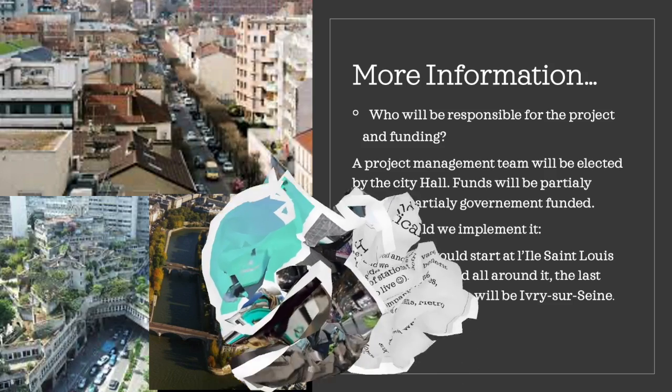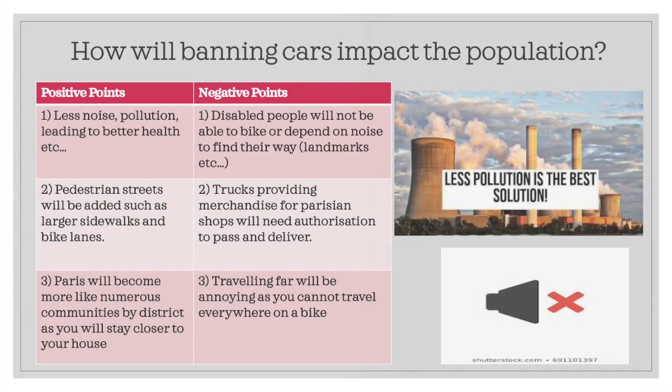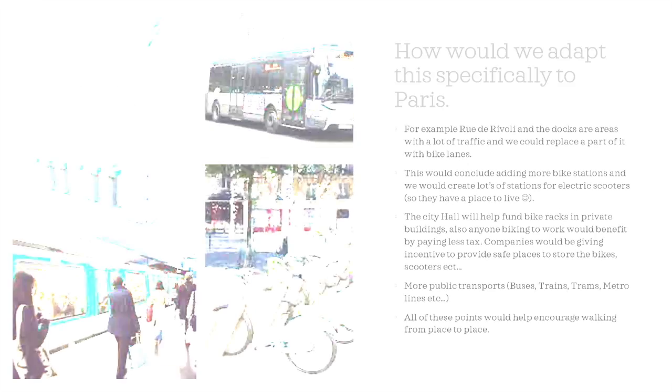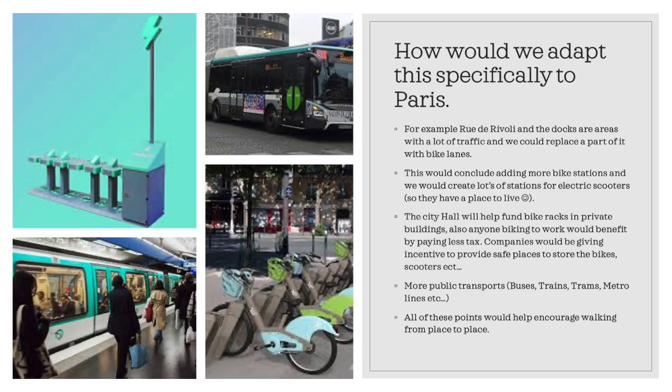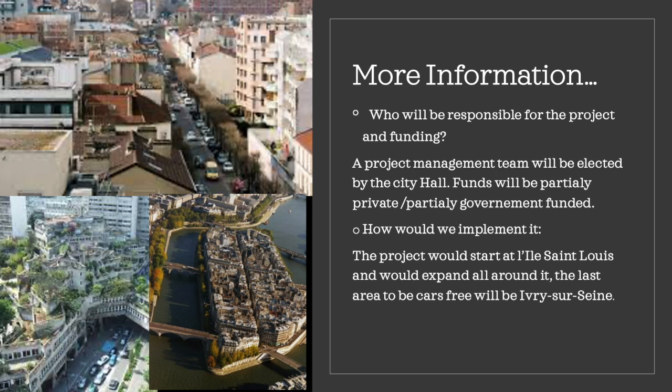So just one more time before we go towards the end, we have identifying the positive and negatives from the original lesson, whether it's Oslo, San Francisco, or India, talking about how you would fix those negative points, adapting it specifically to Paris, discussing who would be responsible and who would pay for it, and also how it would be implemented.